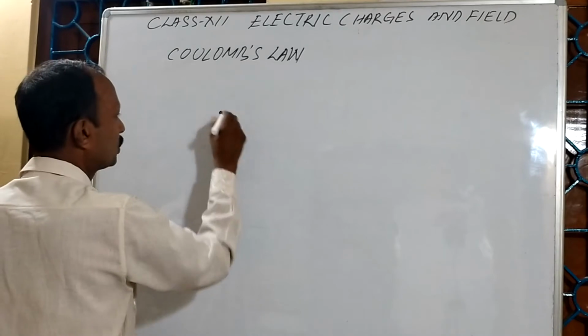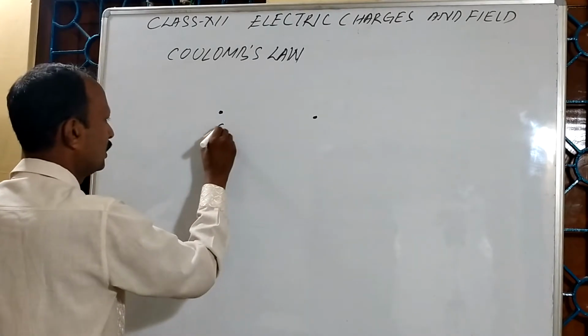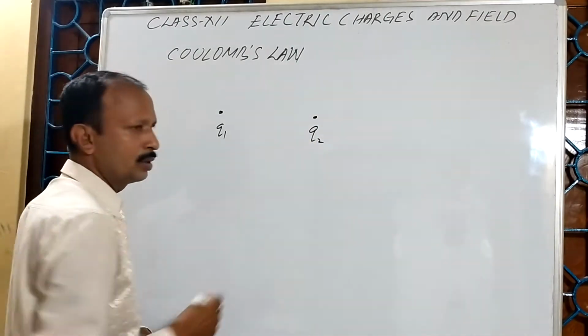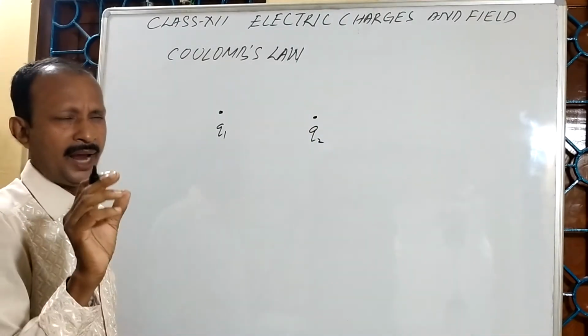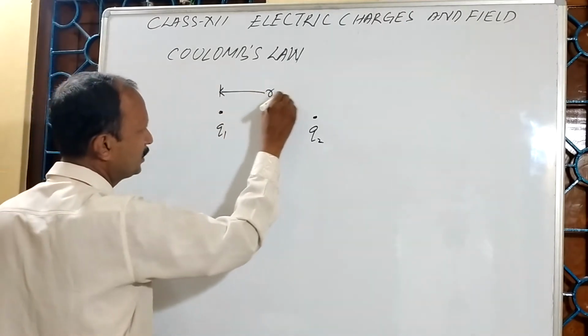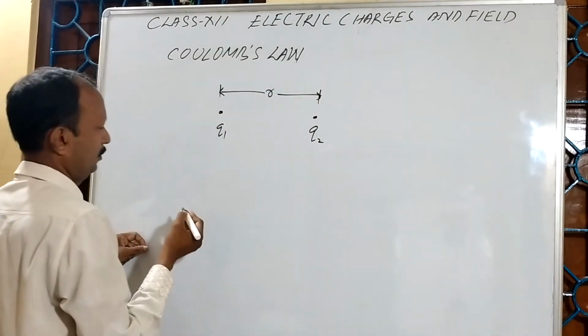these are the two point charges. This is Q1, this is Q2. Both are like charges that I have taken. The distance between them is r.